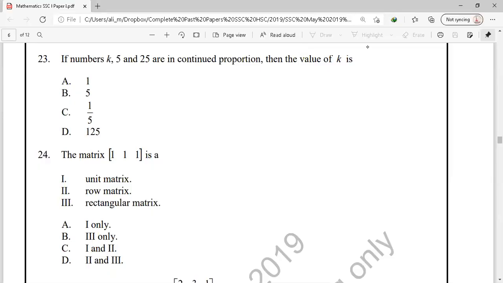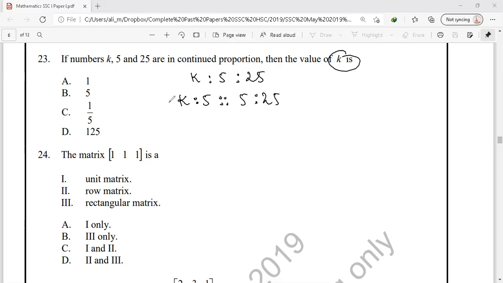Okay, so let's see question number 23, in which we have k, 5 and 25 are in continued proportion. So k ratio 5 ratio 25, they are in continued proportion and we have to find the value of k. So we convert this into a simple proportion. So k ratio 5 will be proportional to 5 ratio 25.